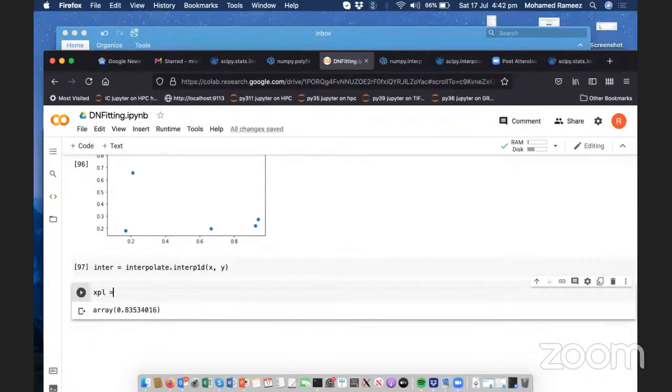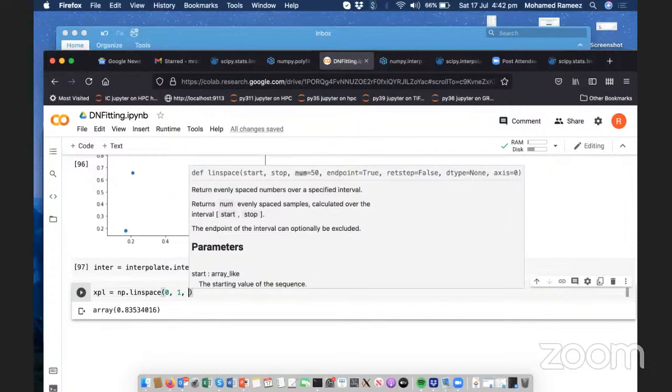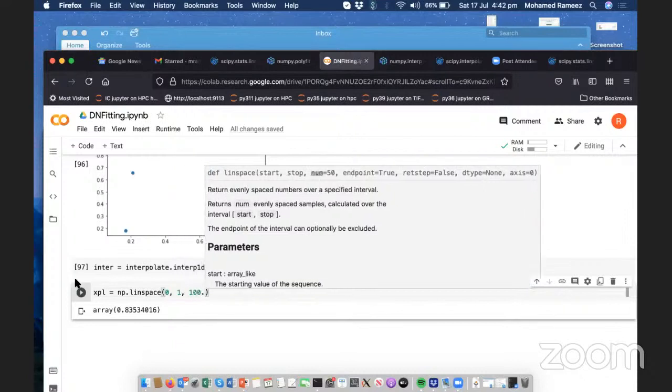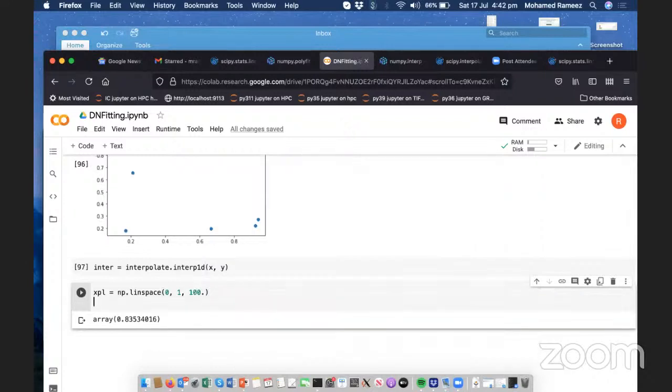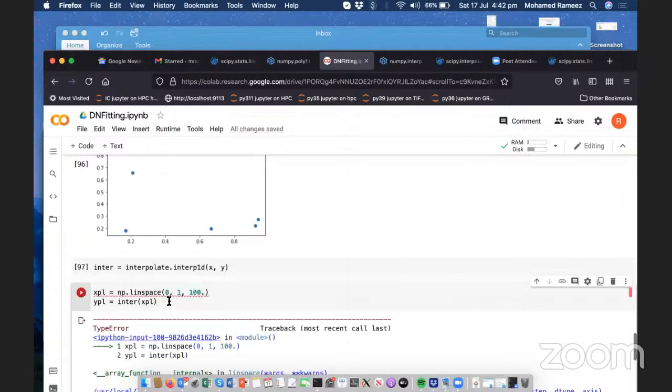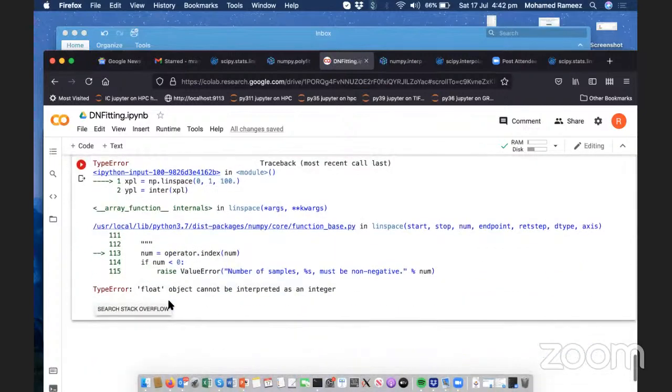You may not find it particularly useful right now, but I can do xpl, so this is what I'm making to plot, equals np.linspace(0, 1, 100), and ypl equals inter of xpl. Let us evaluate this. Ooh.